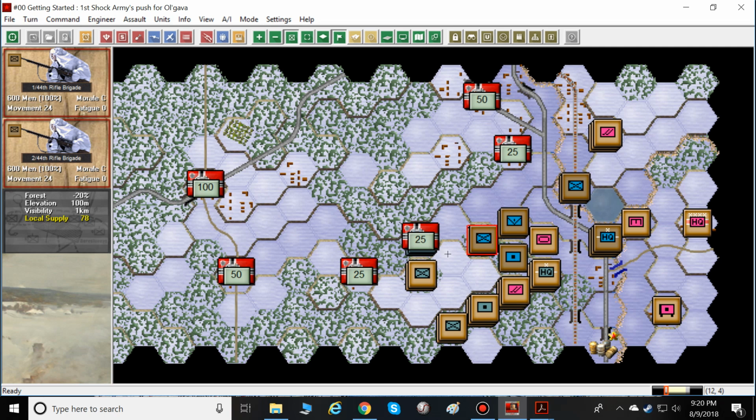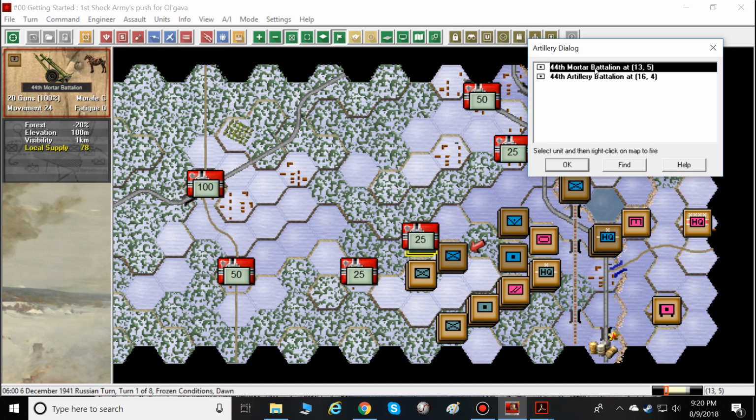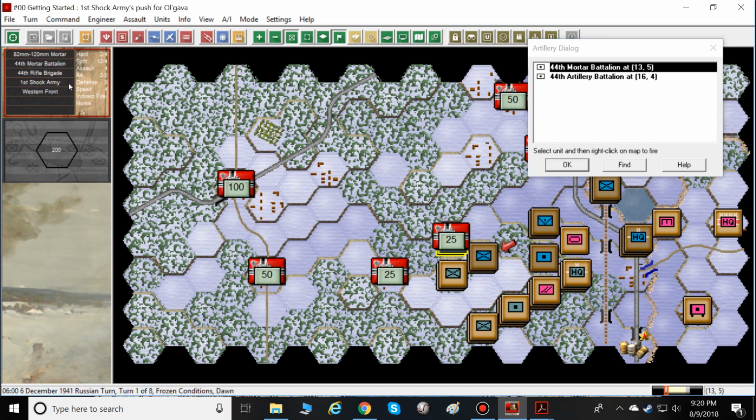And we've got these units selected. So we're going to come out in the open. And, oh, good, no opportunity fire. That's good. But now let's look at our artillery dialog box. And sure enough, look at that. We can use both of them to attack. Beautiful. Range of 4, soft attack value of 12.